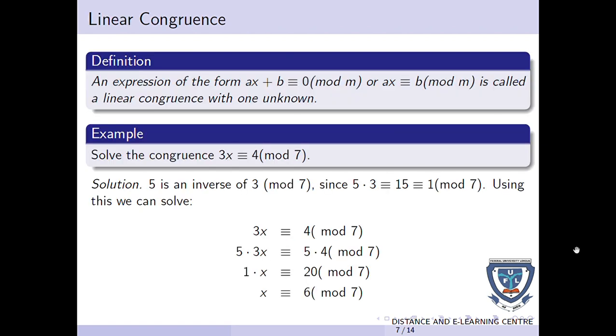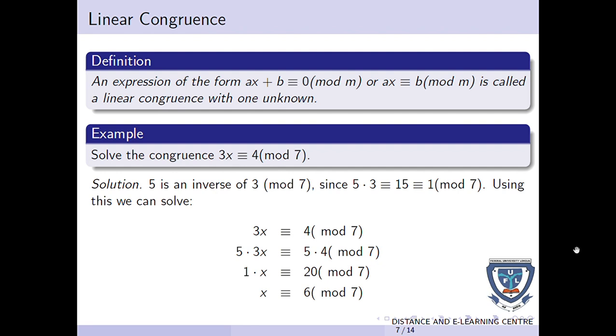Linear congruence. An expression of the form ax plus b is congruent to 0 mod m, or ax is congruent to b mod m, is called a linear congruence with one unknown. Example, solve the congruence 3x congruent to 4 modulo 7. Now, you will agree with me that 5 is an inverse of 3 modulo 7, since 5 times 3 will give us 15, and 15 is congruent to 1 modulo 7.